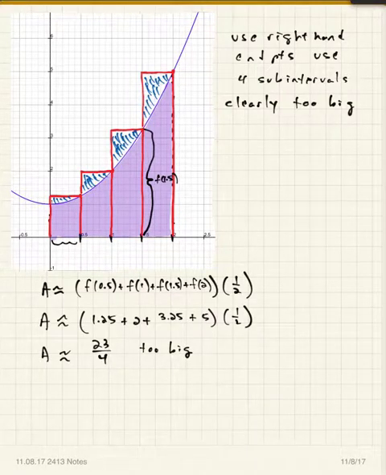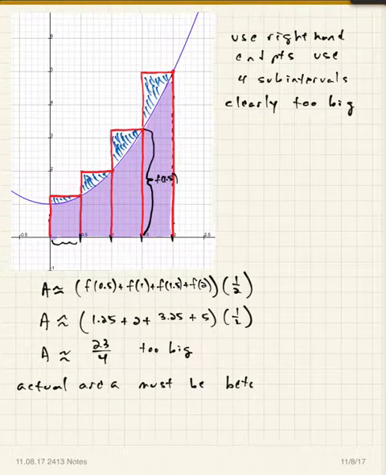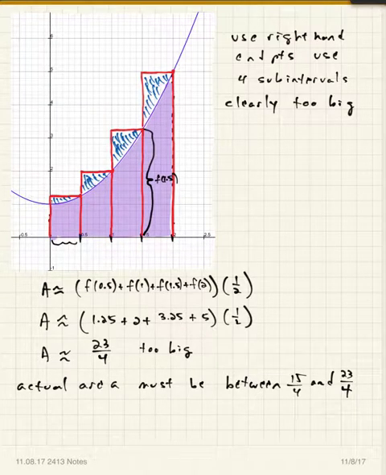Now, one thing we clearly know from these last two screens is that the actual area must be between the two numbers that we got. Must be between, and what do we get on the first one? 15/4 and 23/4. Like so. It's certainly got to be between those two. But one thing I wanted to do with these two pictures is show you the difference between using left-hand endpoints in the region and using right-hand endpoints in the region.